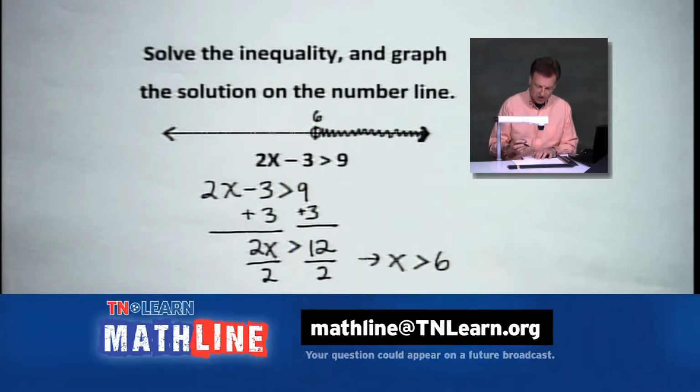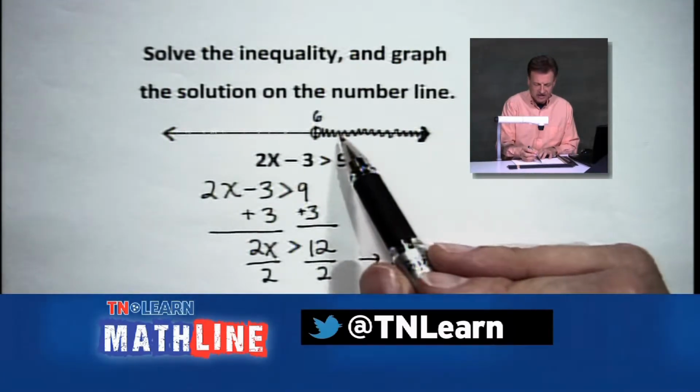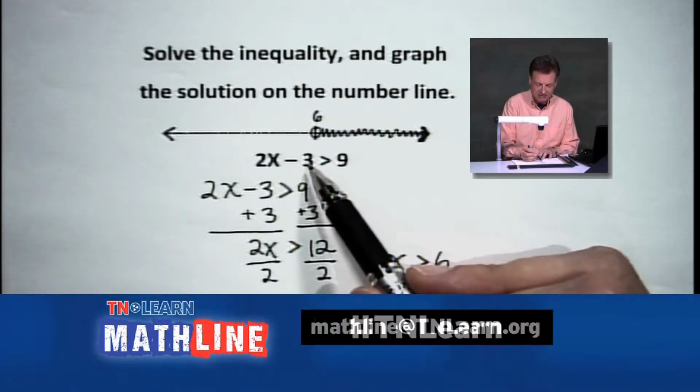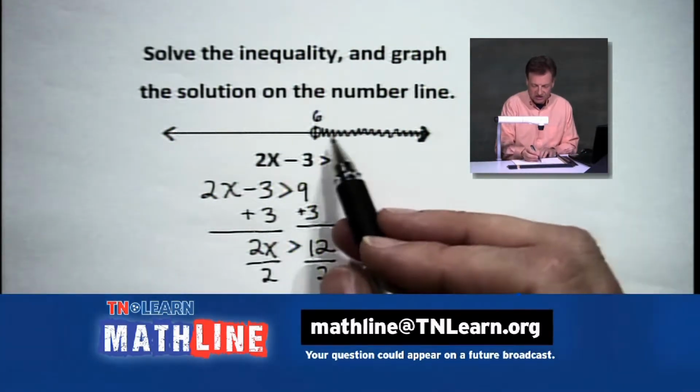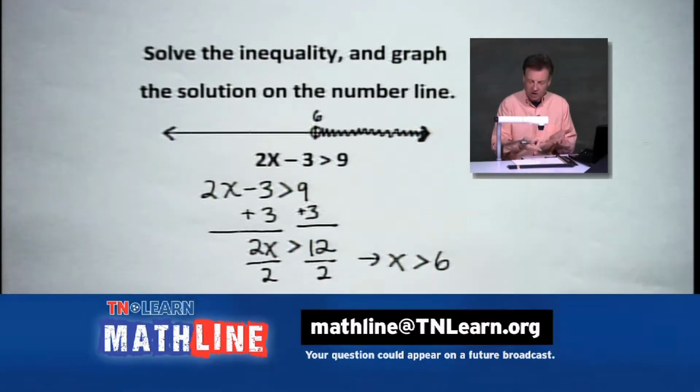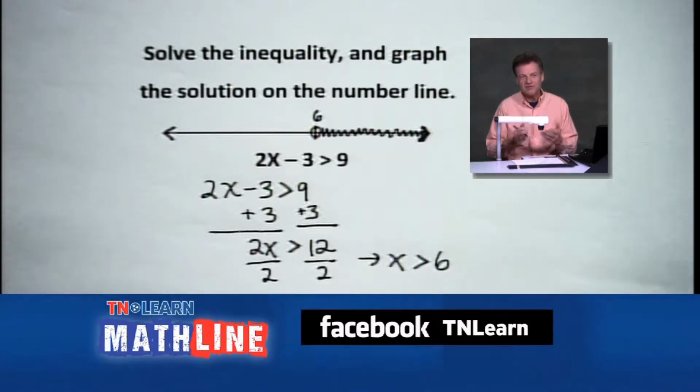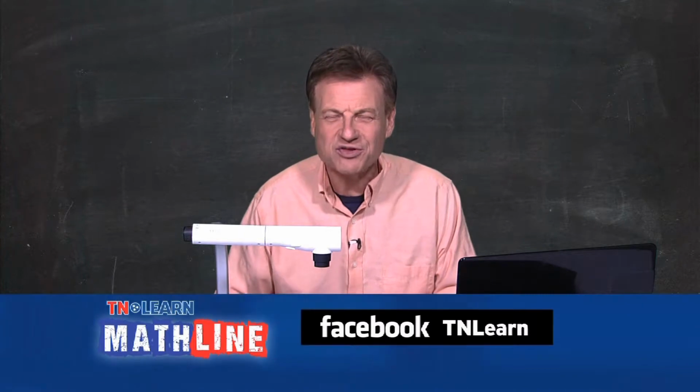A quick check, certainly we can do that. How about the number 7? 2 times 7 is 14, minus 3, that's 11. Certainly 11 is greater than 9. So it's easy to check: pick a number that's in this shaded region, and if it works, you've got the good solution, all right? So simple, straightforward, very good to get started with you guys, all right?